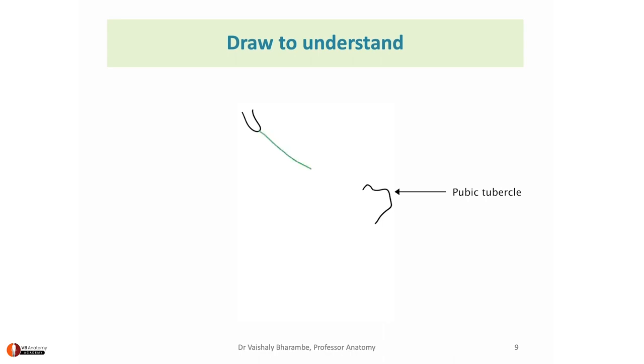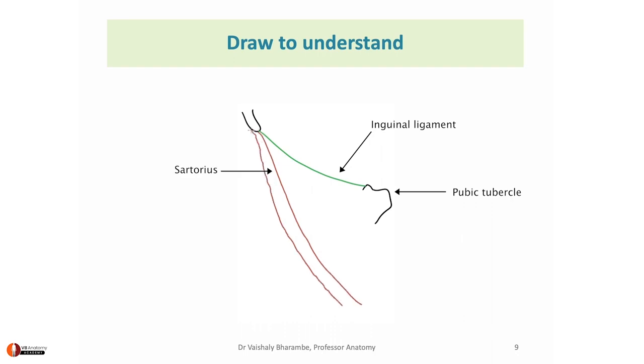Connect the two with the help of a green colored chalk. Draw the inguinal ligament. This inguinal ligament forms the superior boundary of your femoral triangle. Now draw your sartorius. The medial border of sartorius will form the lateral border of femoral triangle. Now draw your adductor longus. The medial border of adductor longus forms the medial border of femoral triangle.